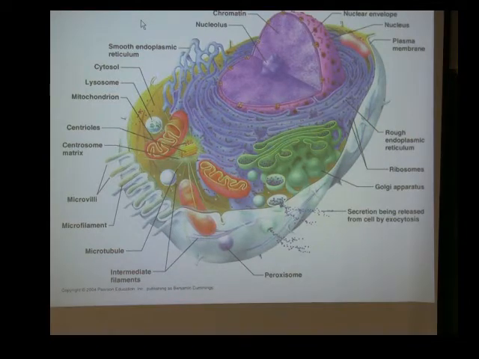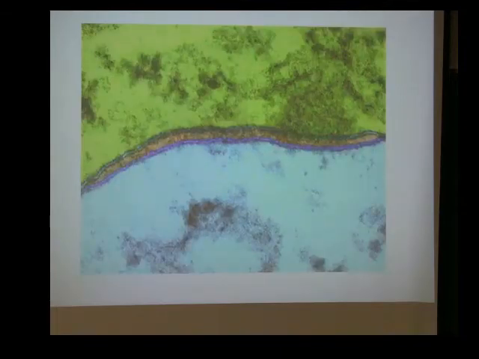Let's start somewhere, and the first place to start, I think, would be the cell membrane. Now, this is not a picture that you have. Remember I said I was going to provide pictures sometimes that are just there so that you don't get swamped with pictures in your notes.